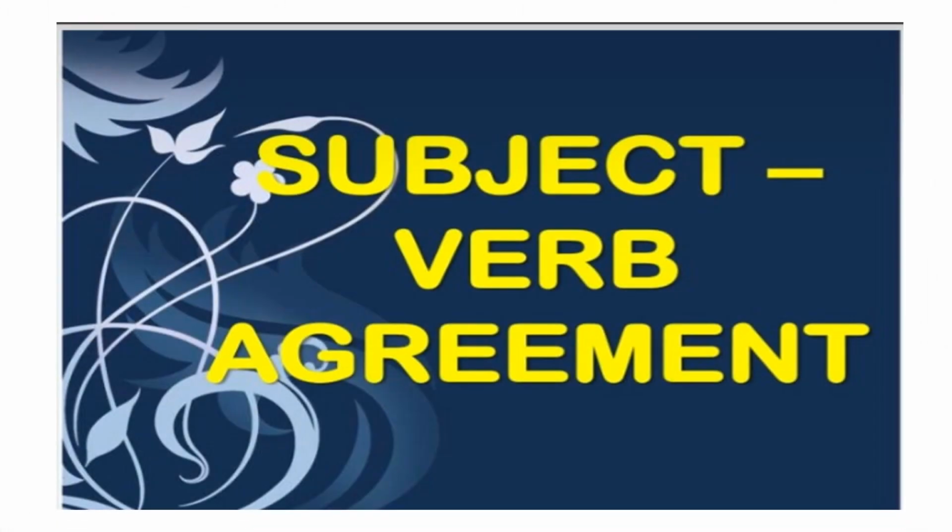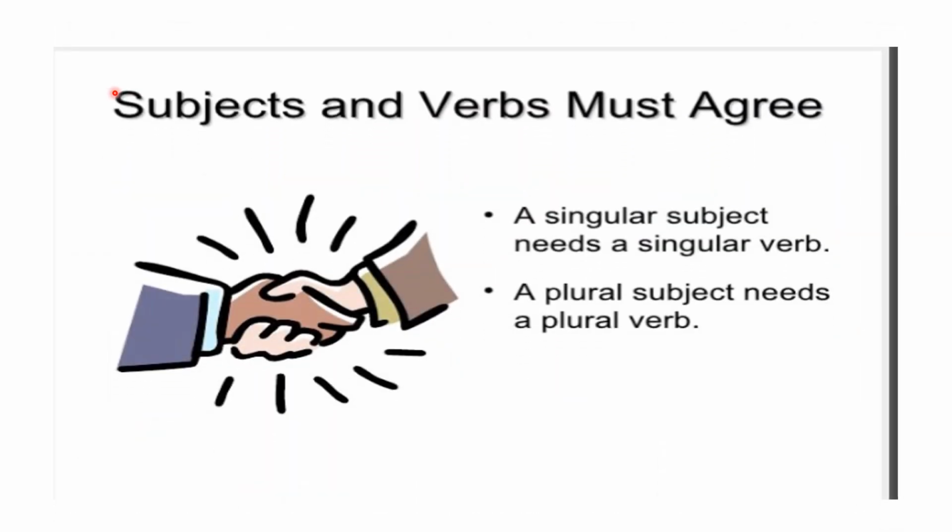English grammar, topic: subject-verb agreement, or you could also say agreement of the verb with the subject. Let us understand this topic. Subjects and verbs must agree. A singular subject needs a singular verb. A plural subject needs a plural verb.